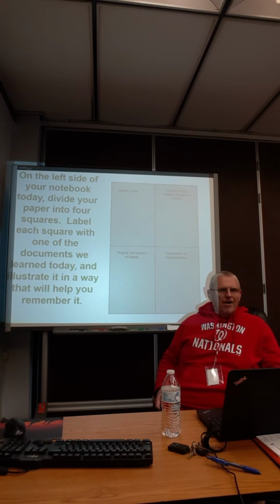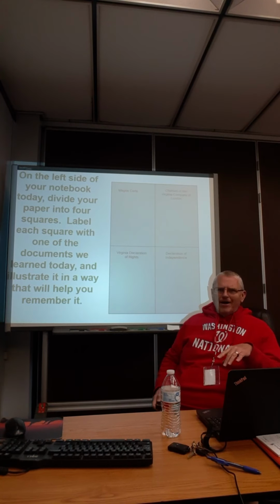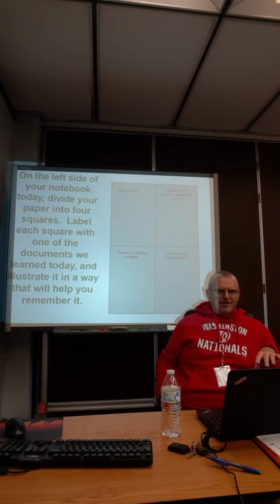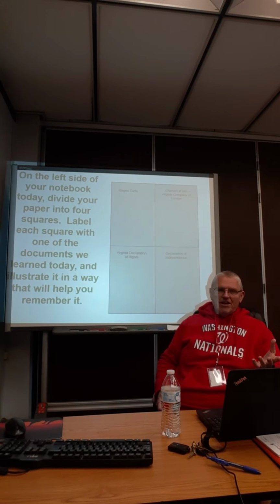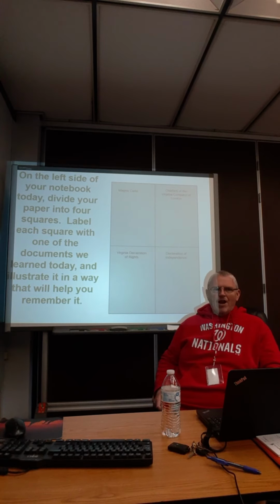Left side of your notebook, divide your paper into 4 squares. Label each square for one document learned today, and illustrate. Illustration is a picture. So draw a picture of the Magna Carta, Virginia Company of London, Virginia Declaration of Rights, and the Declaration of Independence. And again, the PowerPoints are in Google Classroom, so you'll have to come back and do this. It will be a great review for you.